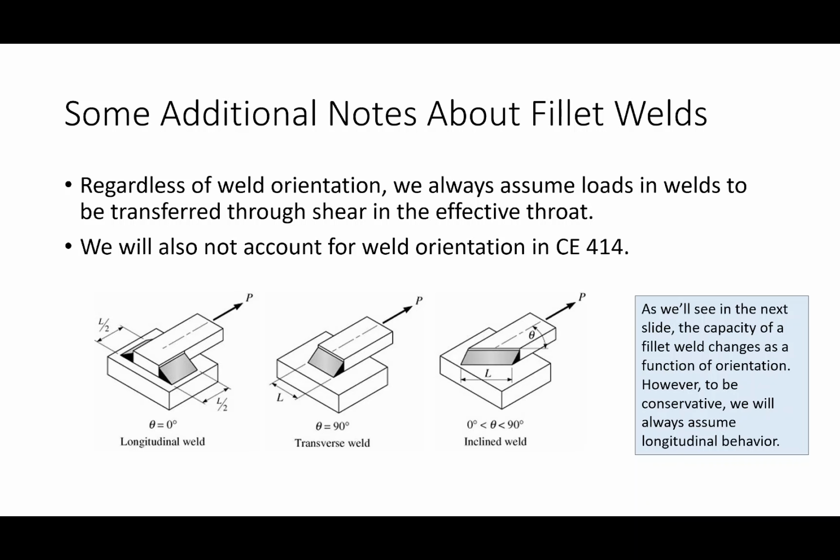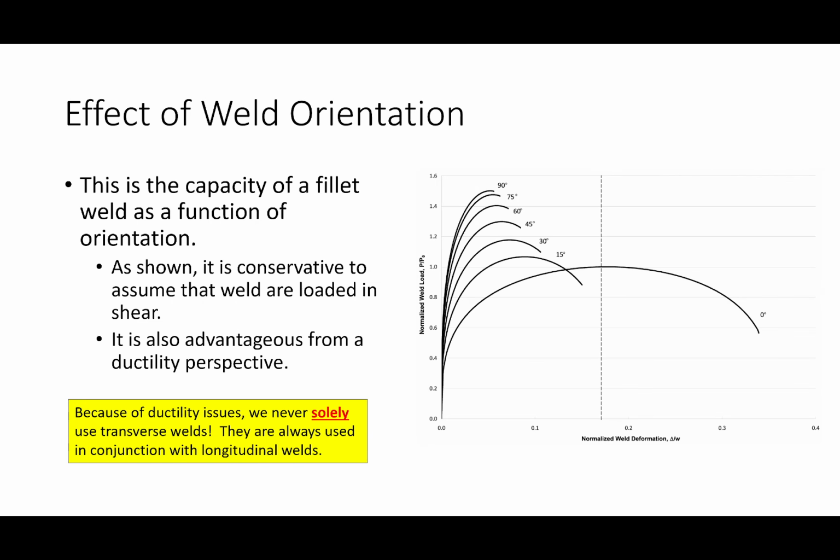And for the purposes of behavior, we're just going to always assume that our welds behave longitudinally. Okay, do you remember that KDS factor? And I said we're always going to assume it's 1. This is what I was talking about. Okay, does that make sense? All right, any questions on that?